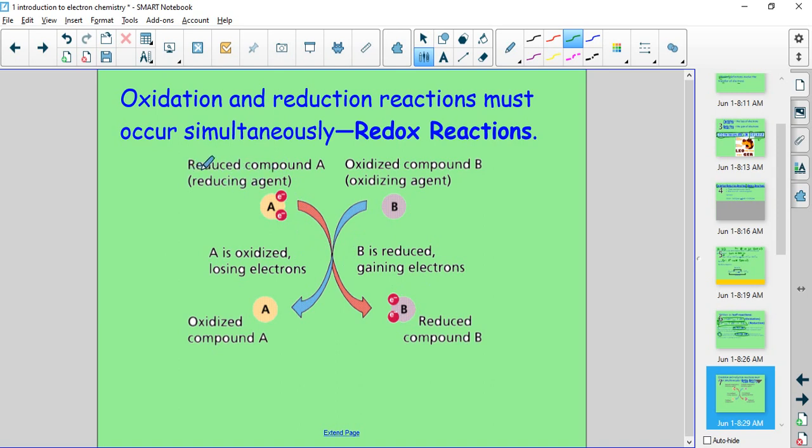So just again, a reducing agent, right? The reducing agent causes the oxidation reaction to happen, right? An oxidizing agent causes the reduction reaction to happen.